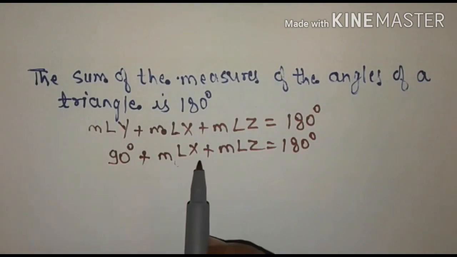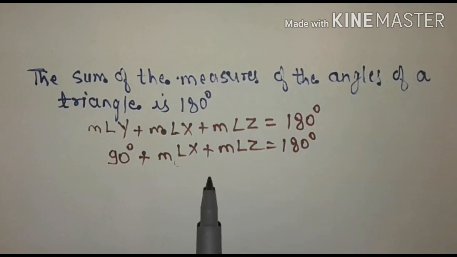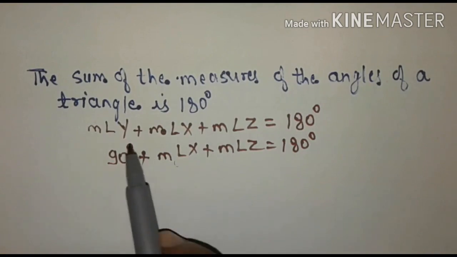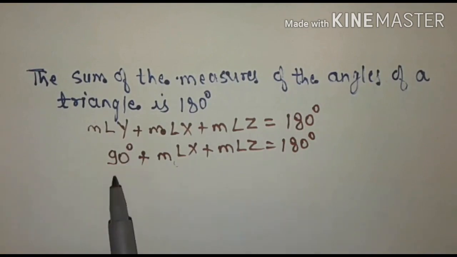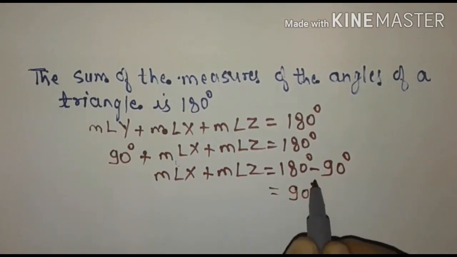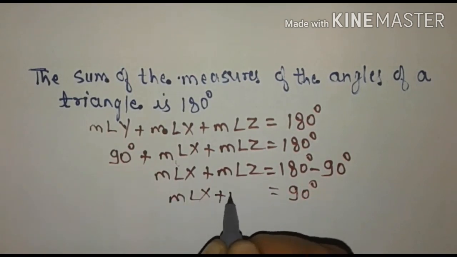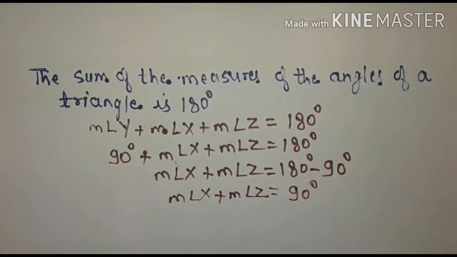90 degree plus measure of angle X plus measure of angle Z is equal to 180 degree. Now transpose this 90 to this side. So this is positive, so when it gets transposed, it will become minus 90. Now measure of angle X plus measure of angle Z is equal to 180 minus 90 degree, that is 90 degree. Measure of angle X plus measure of angle Z is equal to 90 degree.